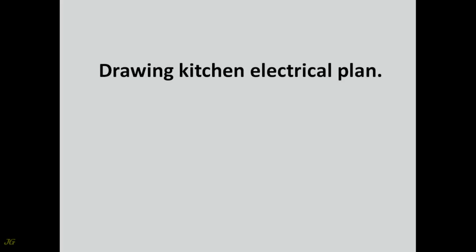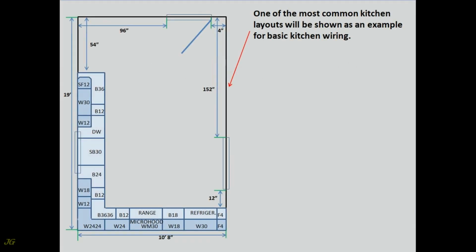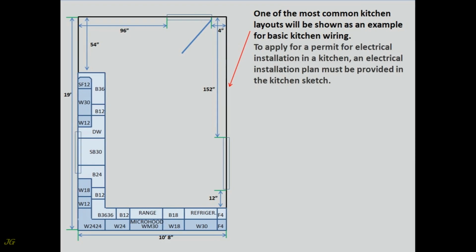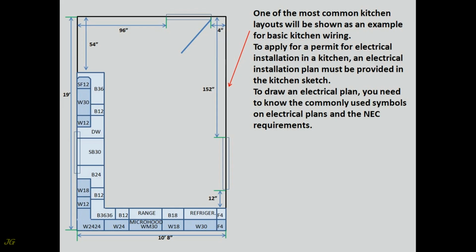Drawing a kitchen electrical plan. One of the most common kitchen layouts will be shown as an example for basic kitchen wiring. To apply for a permit for electrical installation in a kitchen, an electrical installation plan must be provided in the kitchen sketch. To draw an electrical plan, you need to know the commonly used symbols on electrical plans and the NEC requirements.